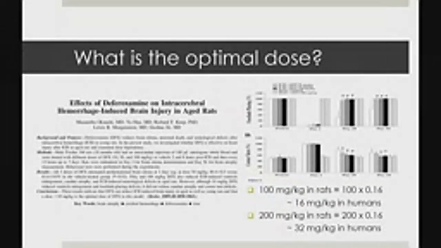what is really the optimal dose? At the same time, the animal data that looked at the right dose of deferoxamine in animal models suggested that there are 2 doses that were effective. The human equivalent dose of these was 16 milligram and 32 milligram, so a lot lower than the 62 that we were able to give to the patients.